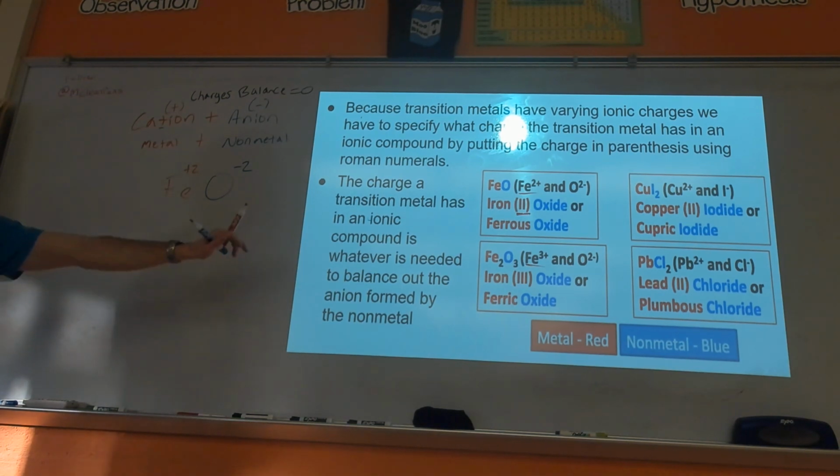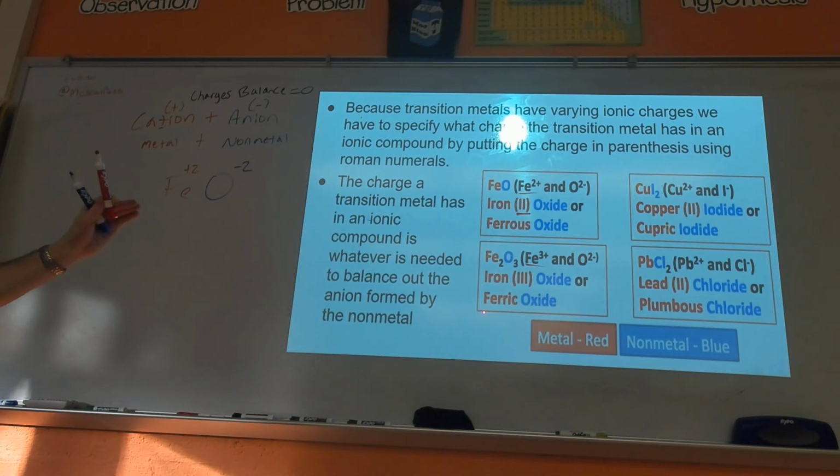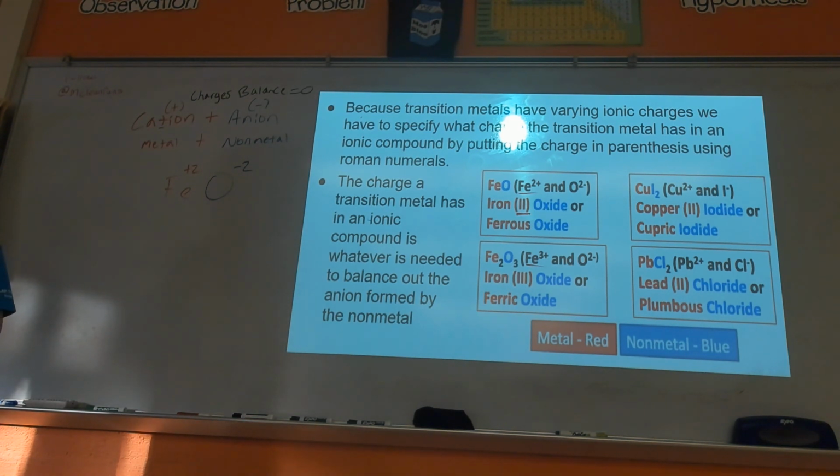So then the other scenario for iron is if iron can have a +3 charge. You would specify that by saying iron 3 oxide. Don't worry about the ferrous oxide or ferric oxide. I'm not going to make you memorize that. It's basically a name people had called these two different substances before we came up with this systematic naming. So it's kind of like a remnant of the past. Same with cupric iodide or plumbous chloride. I actually didn't know that was a thing. Similar ideas. People have been calling it that way back in time.